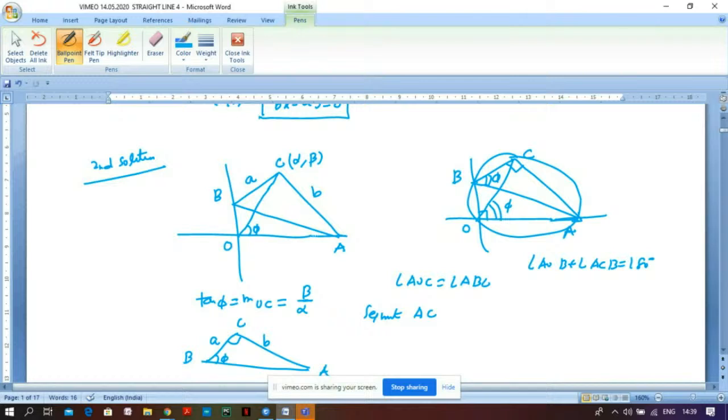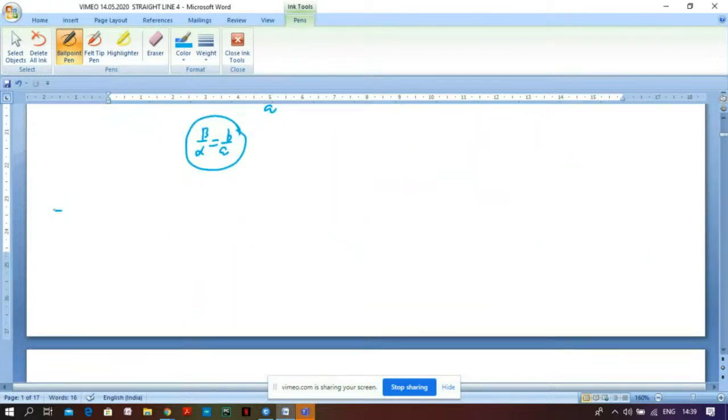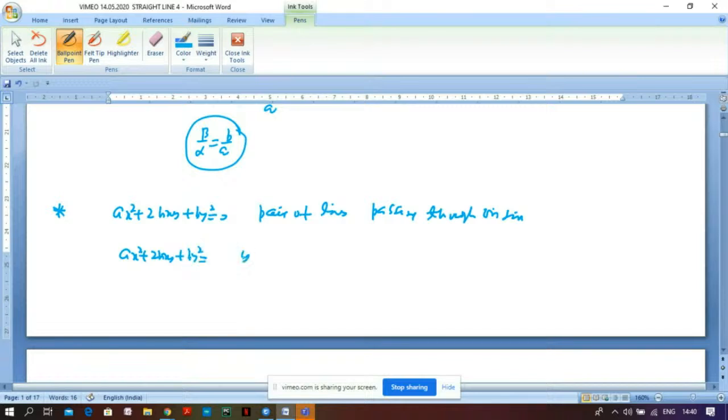Okay. Next, I will do some problems on pair of lines. So just to give you a brief review, if you have ax squared plus 2hxy plus by squared equals 0, that represents a pair of lines passing through the origin. And I can write this as ax squared plus 2hxy plus by squared equals b times (y minus m1x) times (y minus m2x), slopes m1 and m2. I must write b here because the coefficients of y squared must be the same.